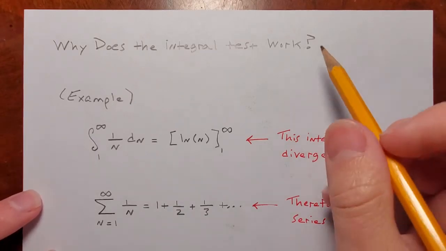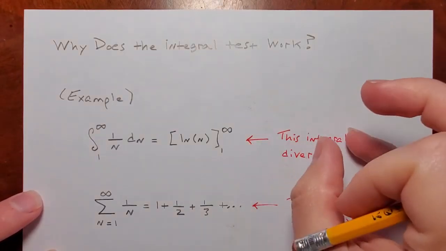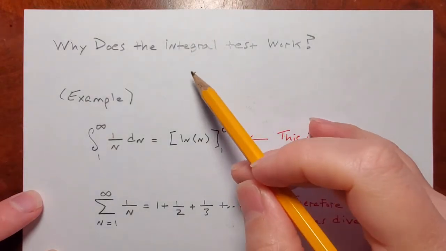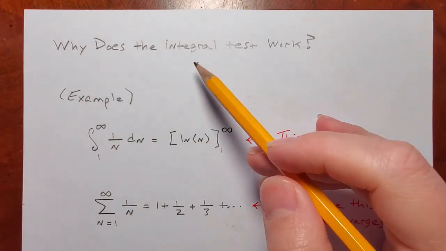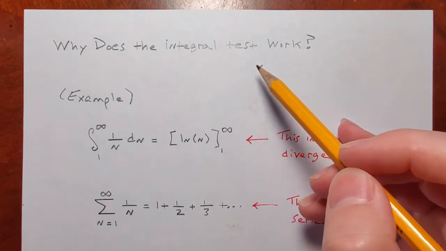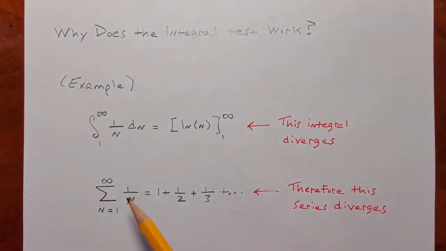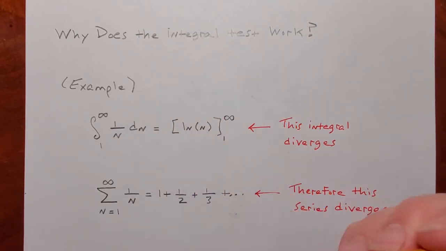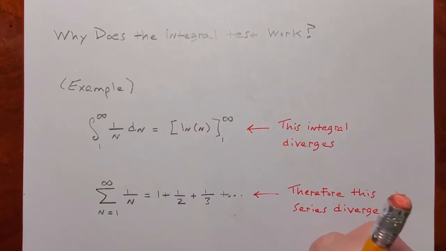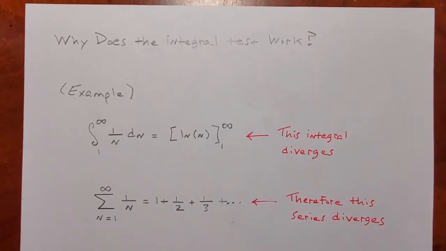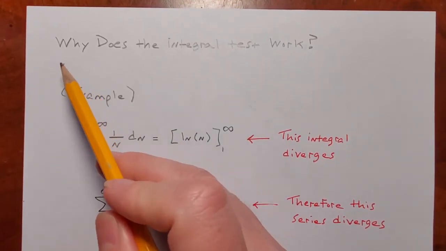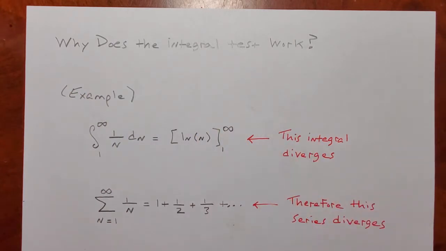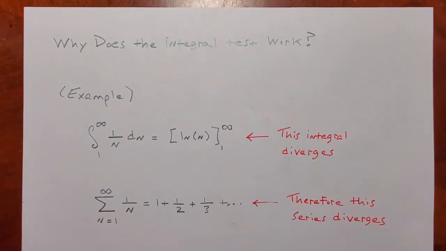Okay, everybody. I've already made a video about how to use the integral test, which is something that we can use to tell if certain kinds of series converge or diverge. But I want to talk about why it works. In this video, this is not going to be a sophisticated mathematical proof, but I do think it will show you why the integral test works, why it gives you the result that it gives you.